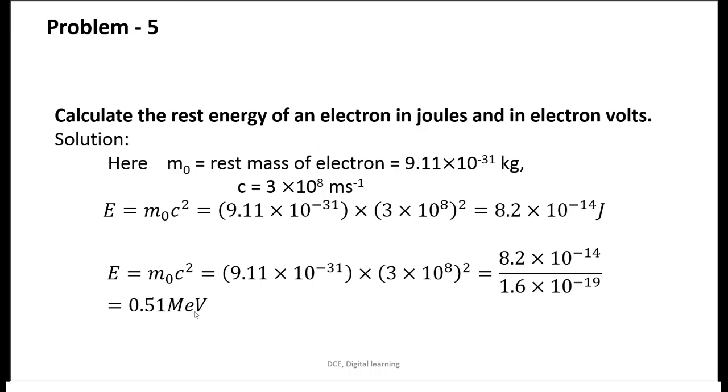This is the rest mass energy of the electron in electron volts, and 8.2 into 10 power minus 14 is the rest mass energy of the electron in terms of joules.